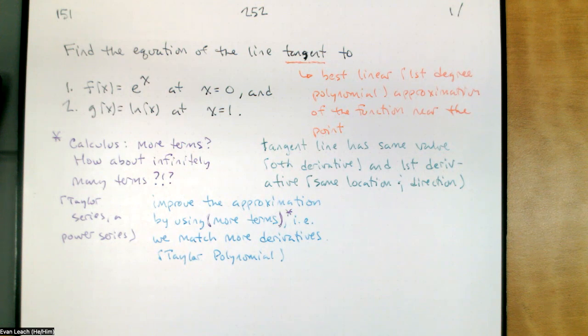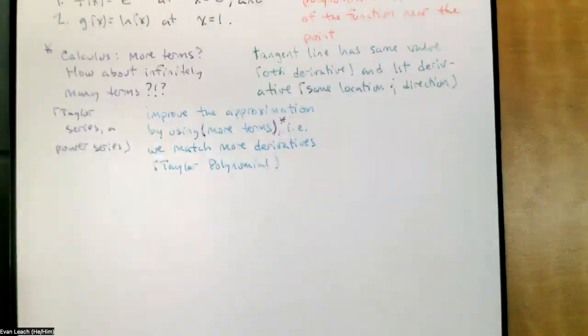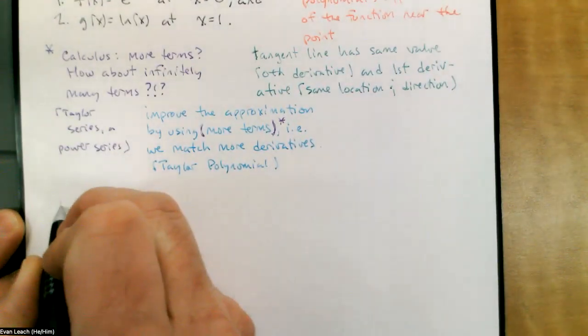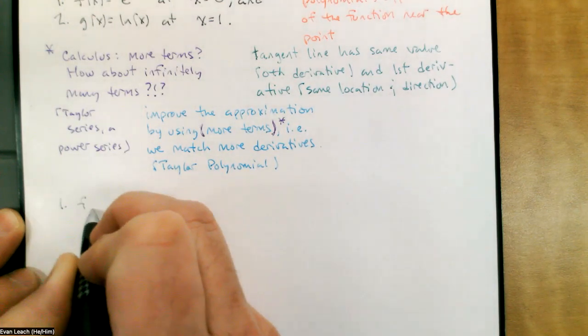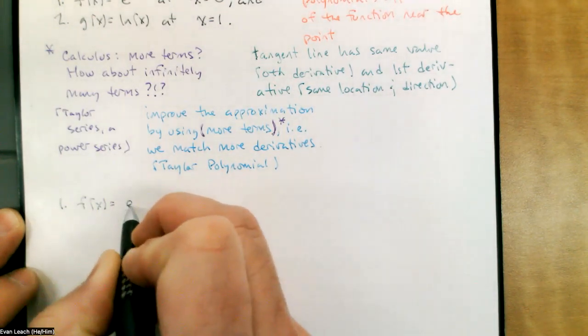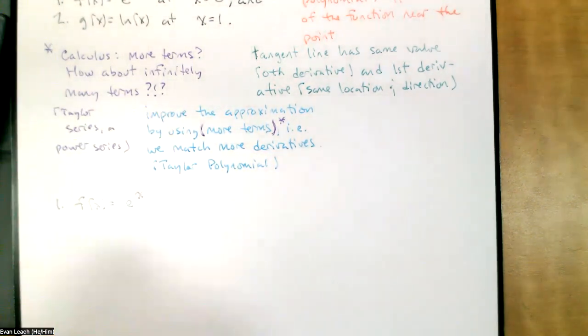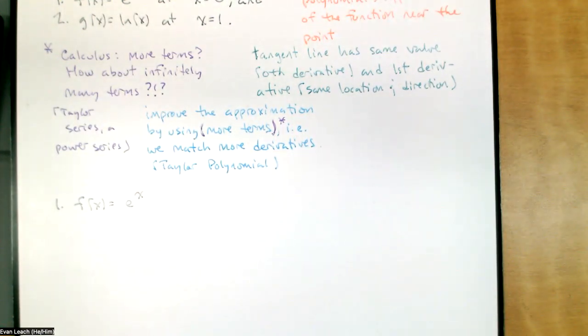So let's find the equation of the line tangent to a function at a given point. There's the standard way of doing things, but there's what's running in the background that we want to highlight at this point. So our function in problem 1, our f of x is e to the x, and we're trying to think of a tangent line. We're trying to match this to a tangent line.